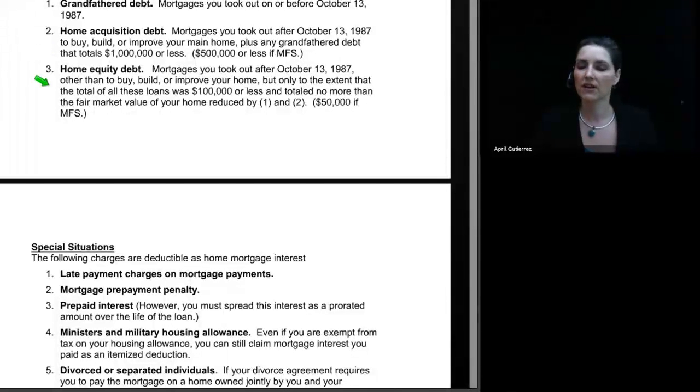There's also something called home equity debt. Mortgages that you took out after October 13, 1987 that are other than to buy, build, or improve your home, but only to the extent that the total of all of these loans was $100,000 or less and totaled no more than the fair market value of your home reduced by line 1 or 2. Well, is it possible that we have home equity debt out there right now on a house that makes the debt on that house greater than the fair market value of the house?